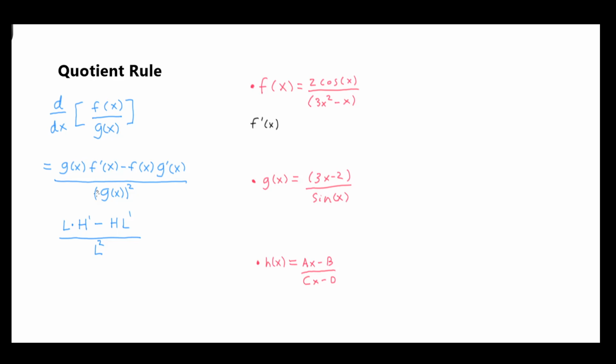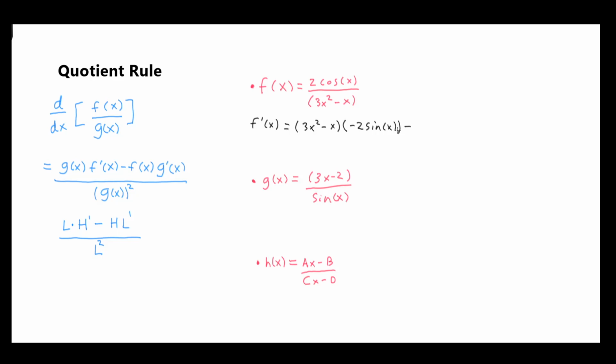So g of x in this case, for our lower function, is going to be 3x squared minus x. So we'll just write that out. And now we need to multiply that by the derivative of the higher function, which in this case is 2 cosine x. And we know that the derivative of cosine x is negative sine x, so we'll put negative 2 sine x.